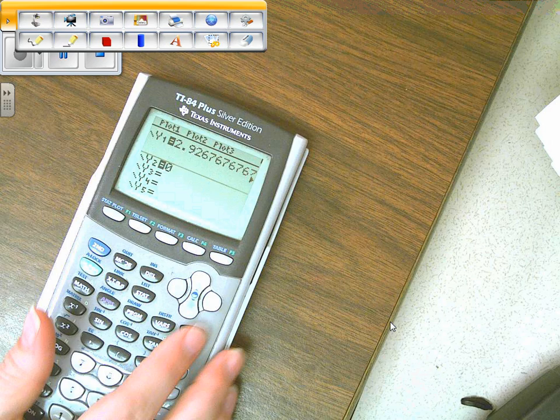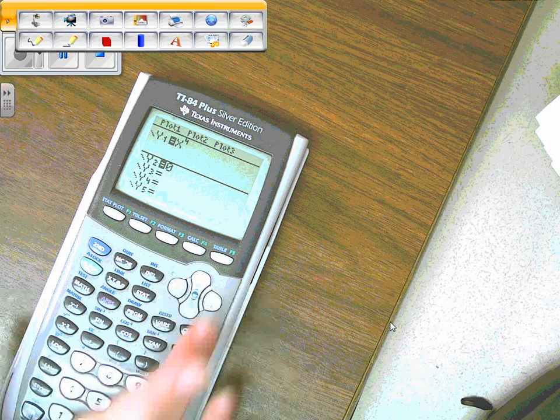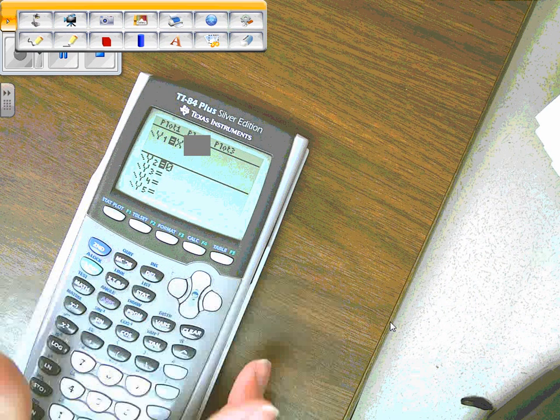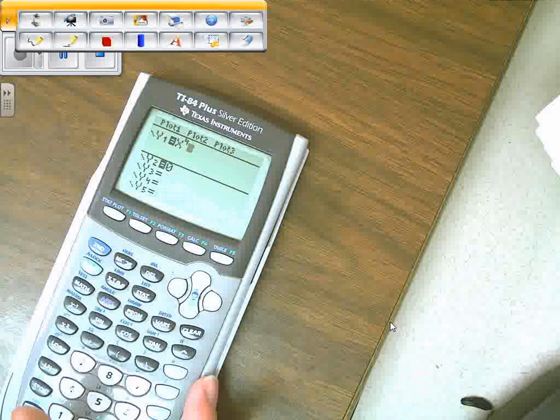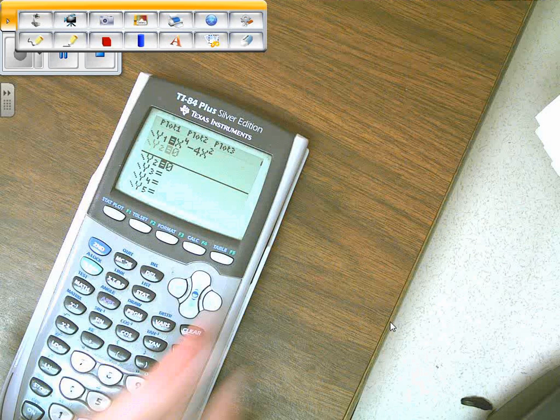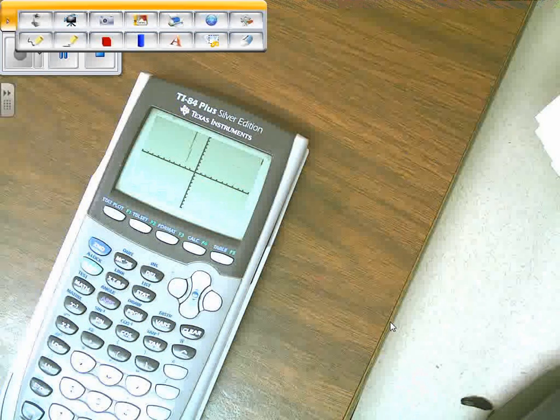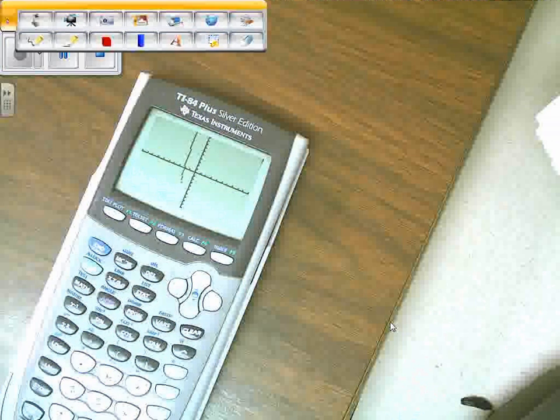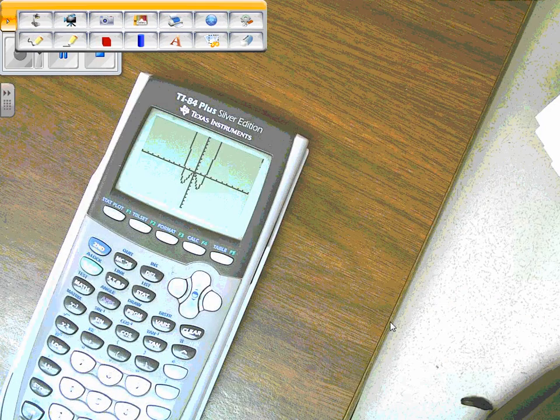What was it? X to the 4th minus 4x squared. And I'm going to go back to Zoom 6, back to a normal window. I was on that window for my data.